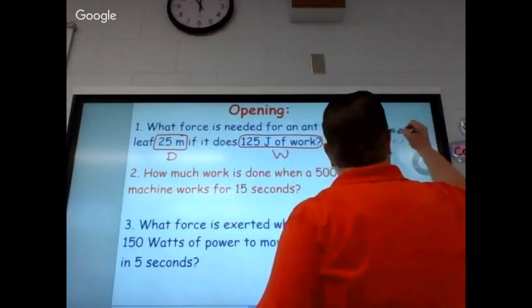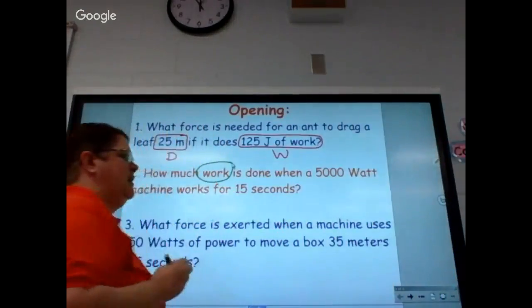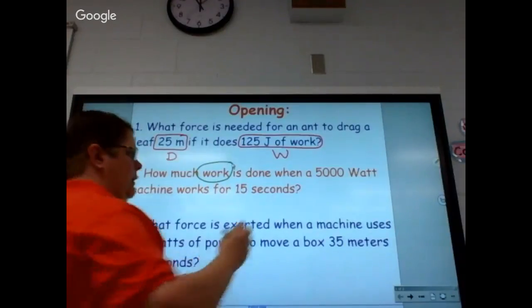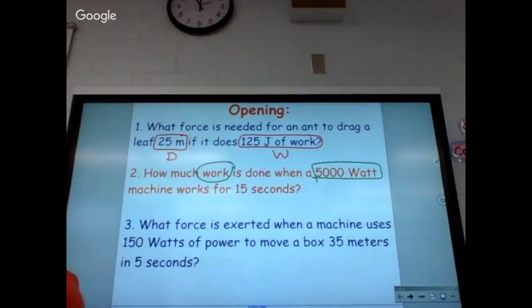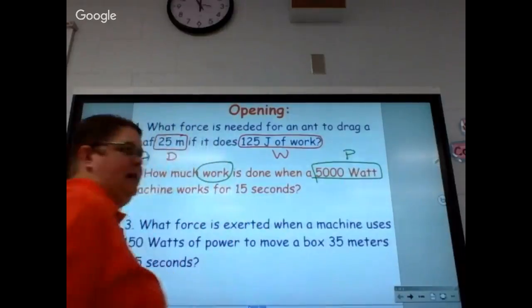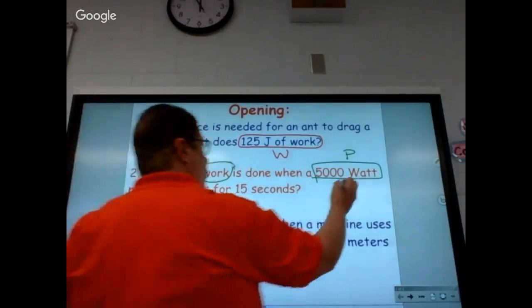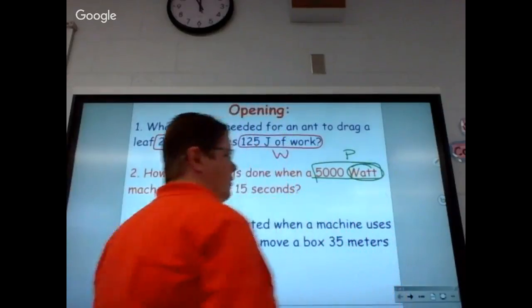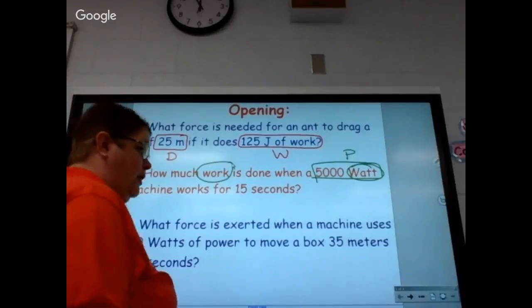Okay, so again, we want work, right? Now, what is 5,000 watt? What is a watt? What did we learn a watt was yesterday? That's a power, okay? Now, does it say watt of power and make it easy for you? It doesn't say watt of power, does it? No, you've got to remember that watts right here is a power unit. That's why I keep pushing units.